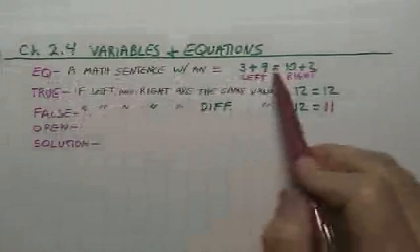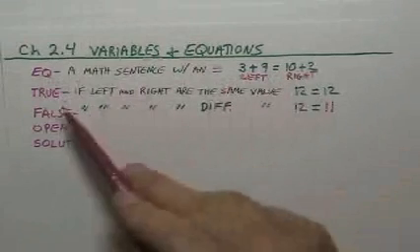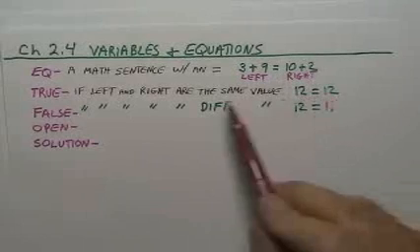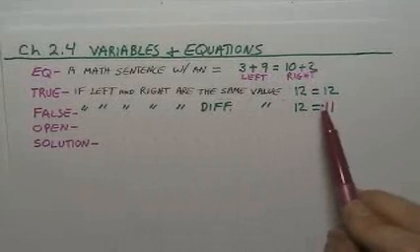So recapping, you have a left side and a right side. The equation is true if the left side and the right side are the same. The equation is false if the left side and right side are different values.